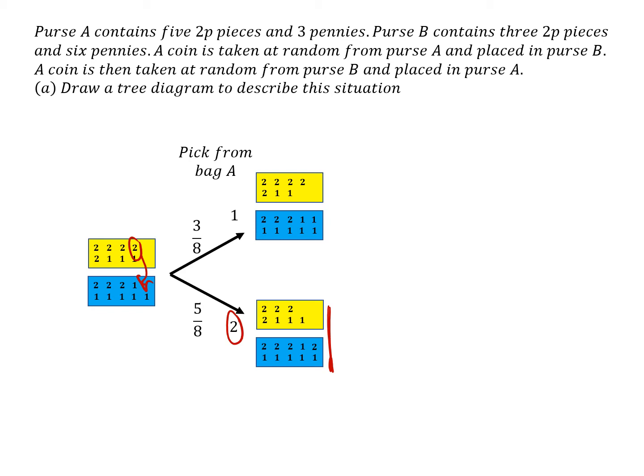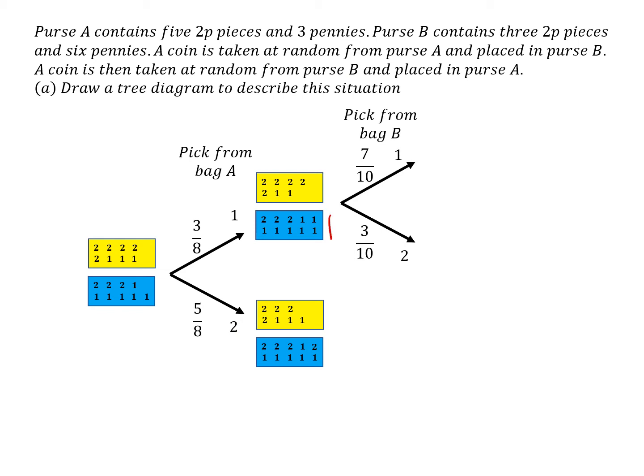Okay, so we've picked a coin from purse A, bag A, and placed it in purse B. Now what we're going to do is take a coin from purse B. So purse B, we've got two versions of purse B. We've got this possibility, but we've also got this possibility here. With the first possibility, the probability of picking a 1 penny coin is 7 out of 10 because there are 7 pennies here and only 3 2p coins. So the probability of picking a 2p is 3/10.